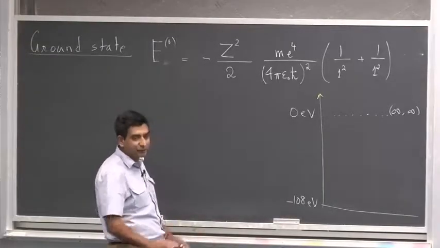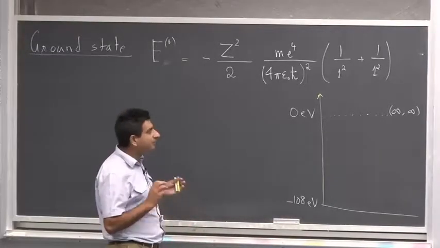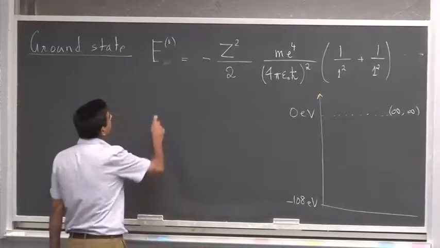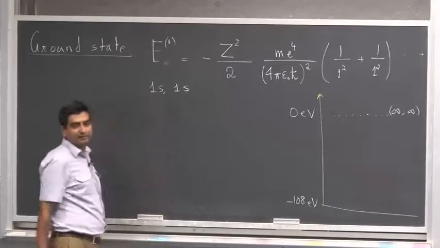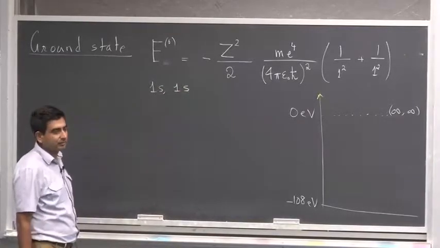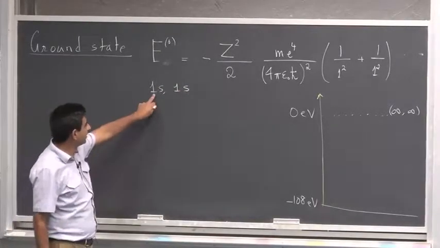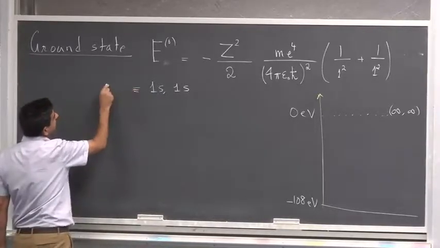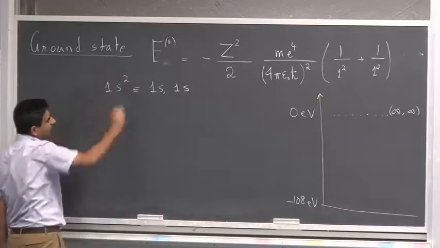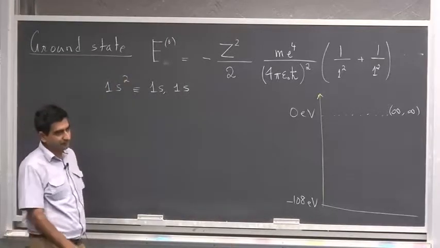Alright, so this is the ground state unperturbed energy when both of the electrons are in the 1s state. So there's one electron in the 1s, the other electron is also in the 1s state. So this really means that the electronic configuration in the ground state for helium is 1s squared.